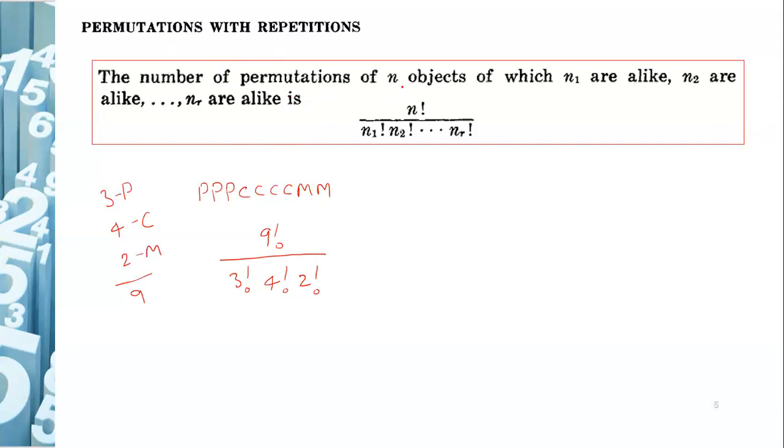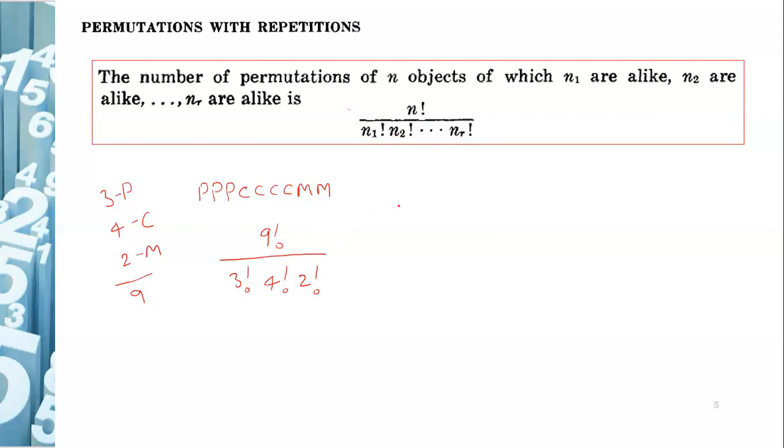Suppose there are n objects of which n1 are alike, n2 are alike, nr are alike. That means similar objects are repeating. In that case, the number of permutations is given by n factorial divided by n1 factorial, n2 factorial, and so on, up to nr factorial. So this is the way.